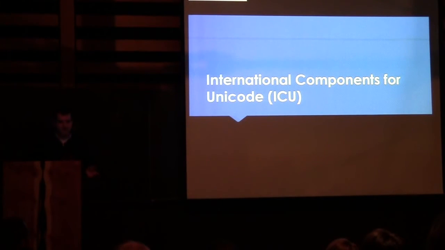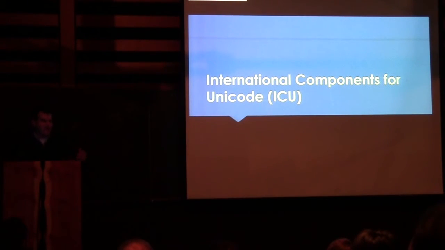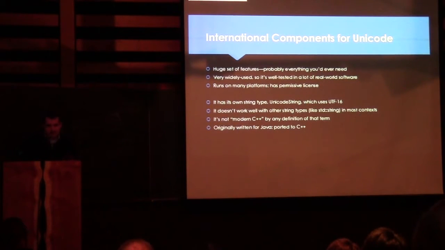So the standard library doesn't have a whole lot, but there's a pair of libraries that we'll look at that actually enable you to work with Unicode. The first of these is International Components for Unicode, or ICU. It's a library with a huge set of features. If it doesn't have what you need, I would be shocked. I was trying to read through the documentation, and it has all sorts of stuff. It's very widely used, so it's well tested in a lot of real-world software. It runs on lots of platforms. It has a permissive license. It's MIT licensed, I think.